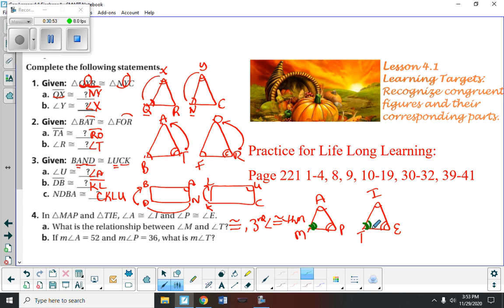And then it says if the measure of angle A is 52, right away, you know that the measure of angle I is 52, so you can fill that in. And if the measure of angle P is 36, I'm going to fill that in. P and E are congruent, so you can fill it in over here. What is the measure of angle T? Well, we would add those two together and subtract from 180 to find the measure of angle T.